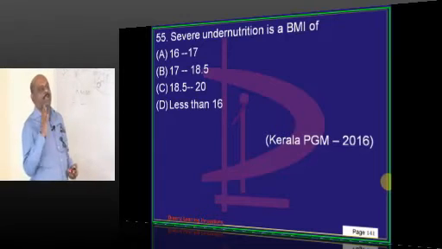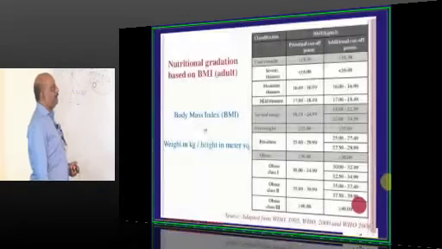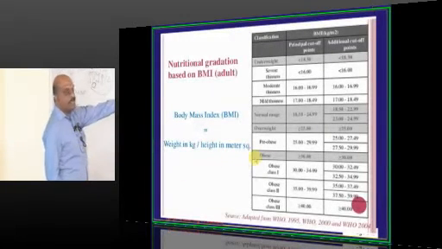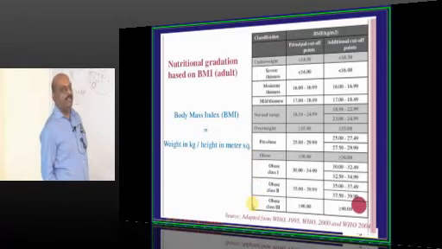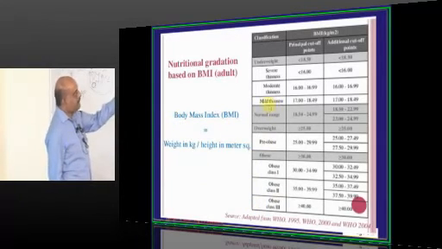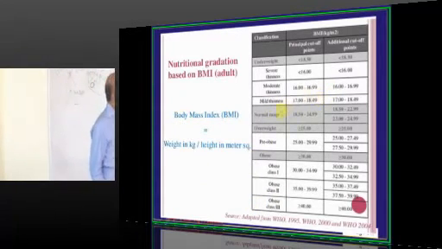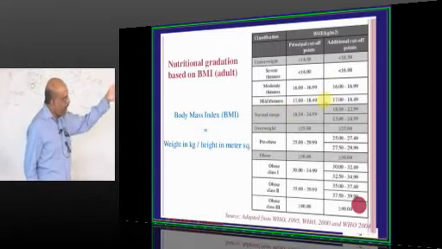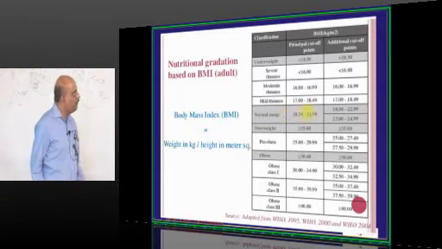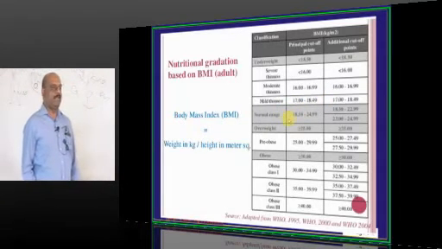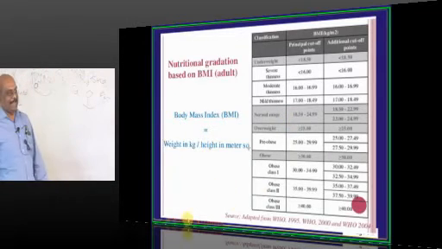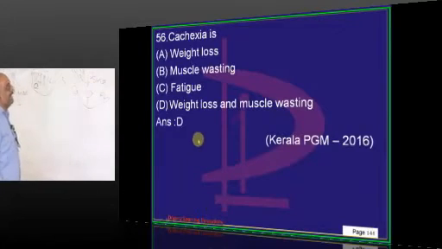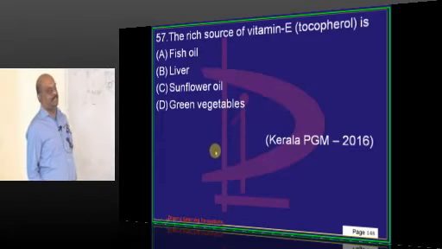Severe undernutrition, when do you call based on what BMI? Less than 16 is basically called severe. Moderate means 16 to 16.99. Mild means 17 to 18.49. Oh my God, the values are too haphazard. So any of these values can come. Okay. Cachexia is weight loss and muscle wasting.